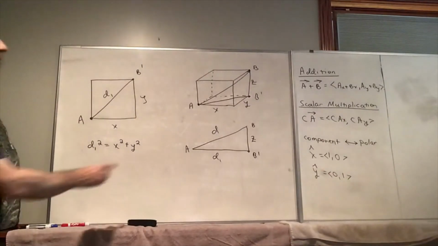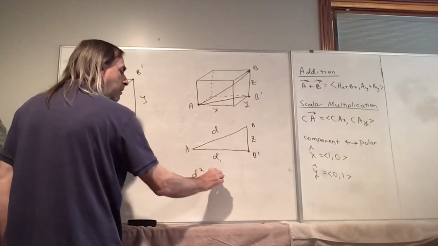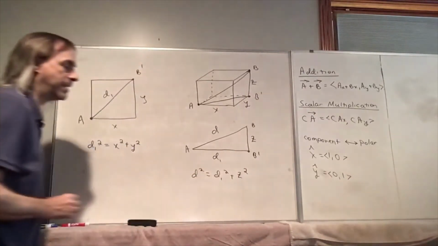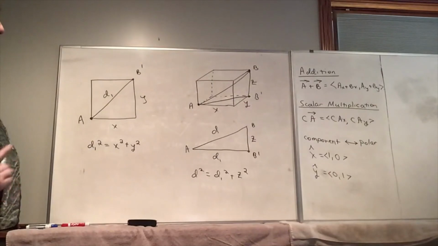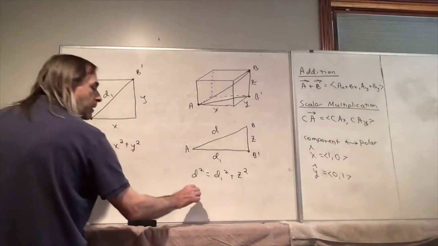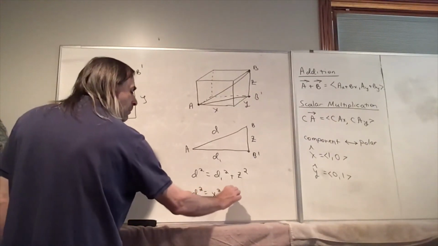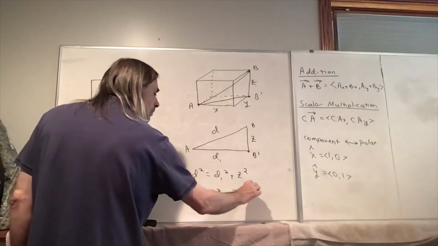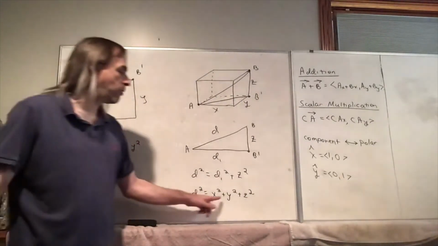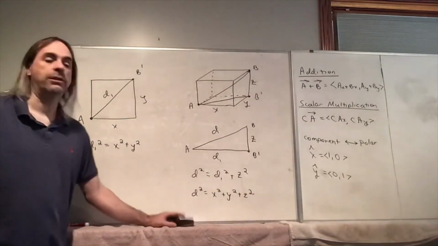And we can see from this triangle, using the Pythagorean theorem, that D squared is D1 squared plus Z squared. But D1 squared is x squared plus y squared. So if we plug that in, we get D squared equals x squared plus y squared plus z squared. So it's kind of like a three-dimensional Pythagorean theorem.